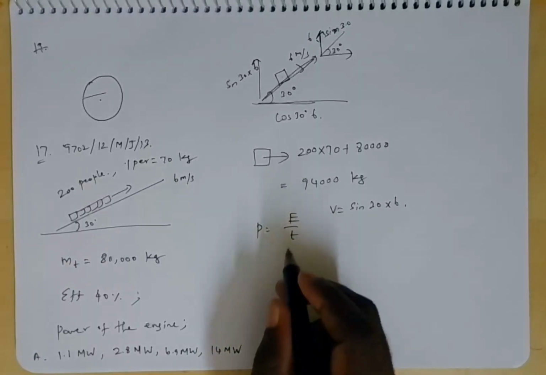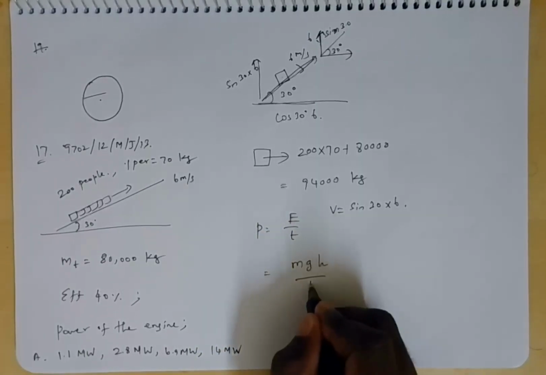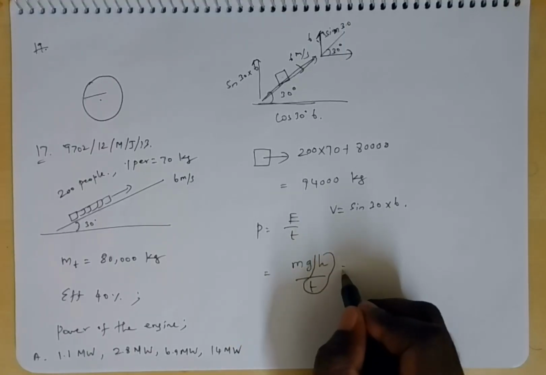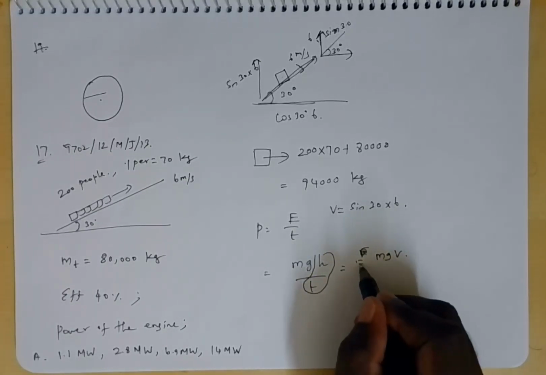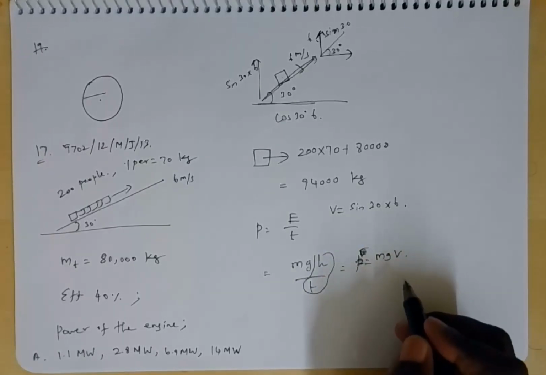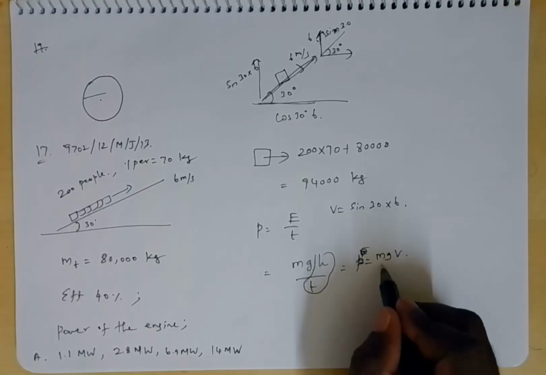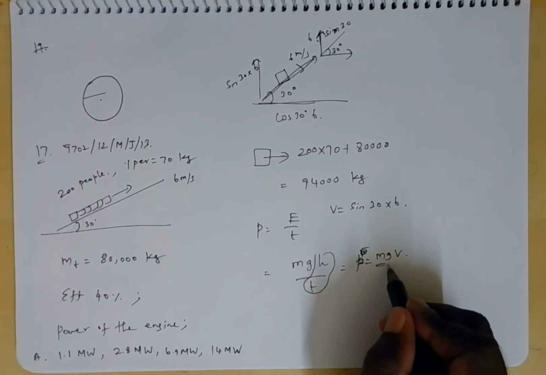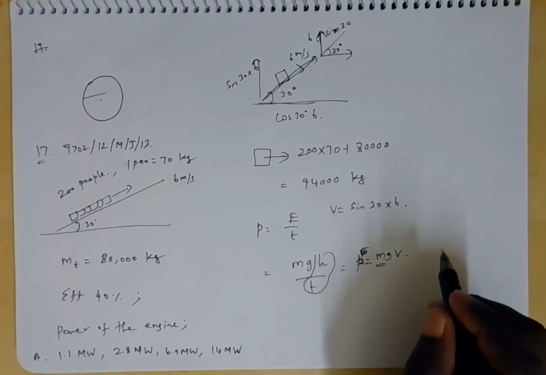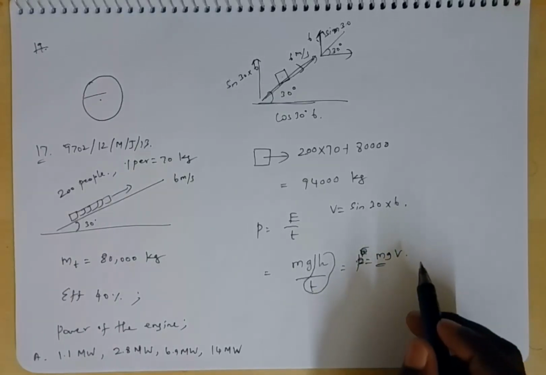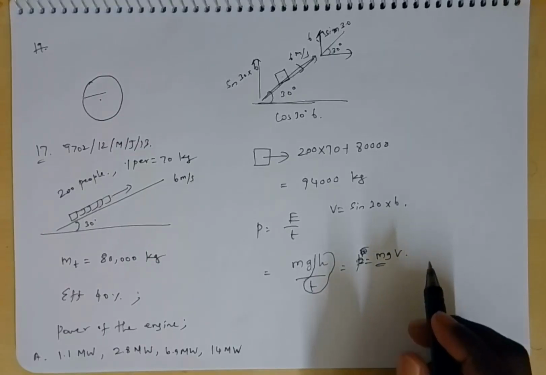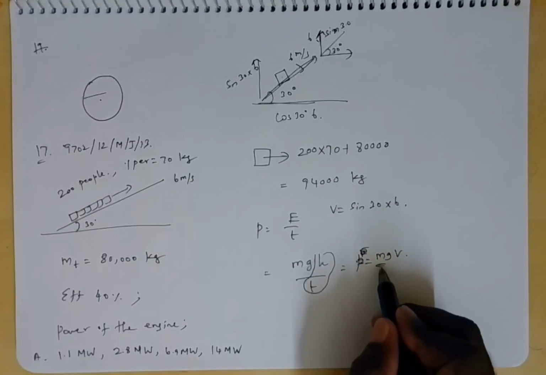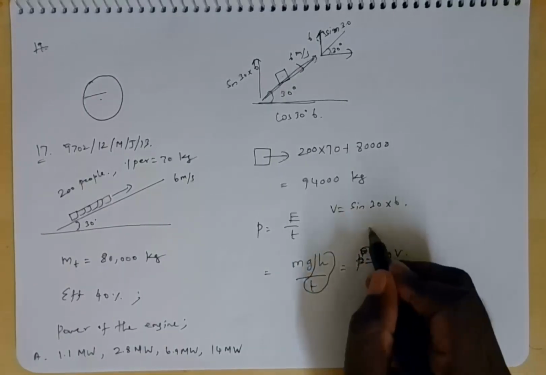Now, energy is mgh. Mgh divided by time. Now, h divided by time is velocity. So we can take it as mgv for power. So power is mgv. Can you see that mg is force and velocity is here? So power is force into velocity.